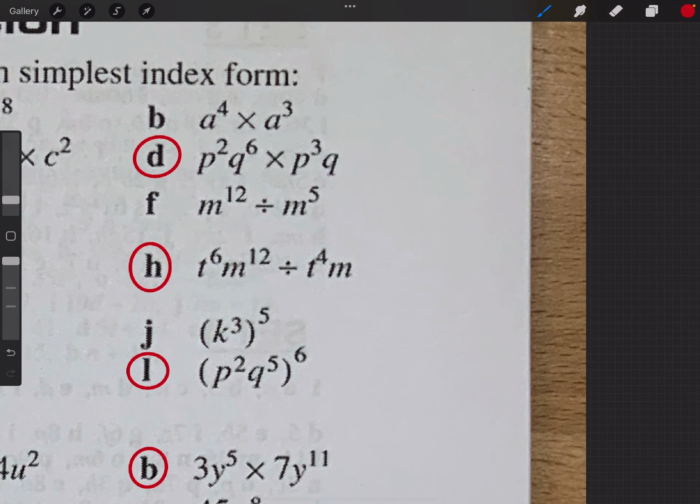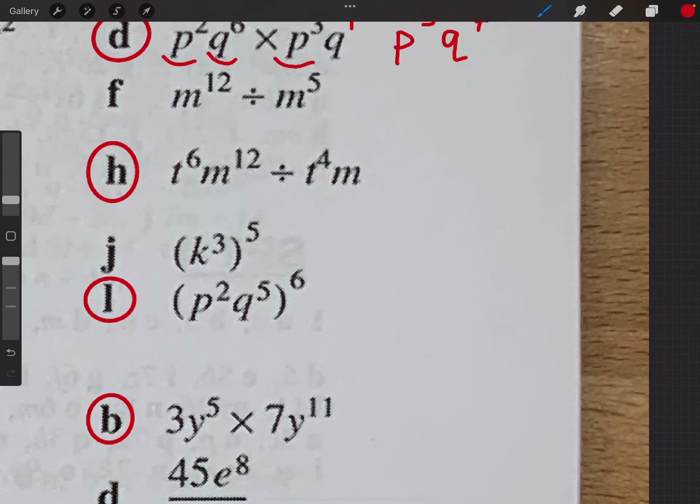Next one, h. So t to the 6, all right, we're dividing now. You can do it as a fraction, or if you think you can do it this way, you can try this way. t to the 6 divided by t to the 4. When we divide, we take away the powers. So that's t to the 6 minus 4, which is 2. And then m to the 12 divided by m to the 1. So that's m to the 12 minus 1, which is 11. So that's the answer, t squared m to the 11.